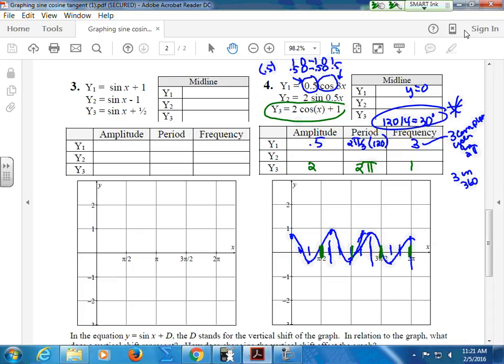The only thing that I have to worry about is my amplitude. So I take my pattern, 1, 0, negative 1, 0, 1, and I multiply it by 2. 2, 0, negative 2, 0, 2. Back on the 90s, not the 30s. So I start with 2, 0, negative 2, 0, 2. That's good, right? What's our midline? Y equals 0.